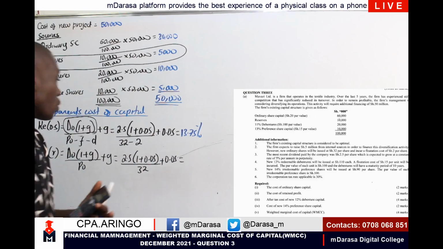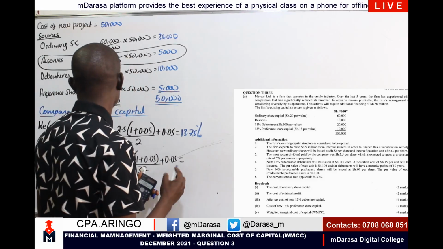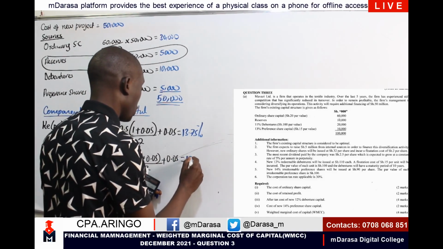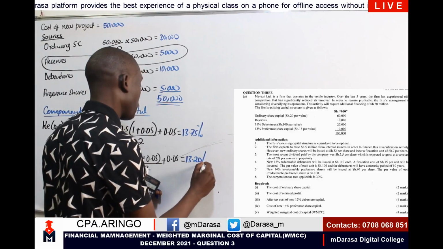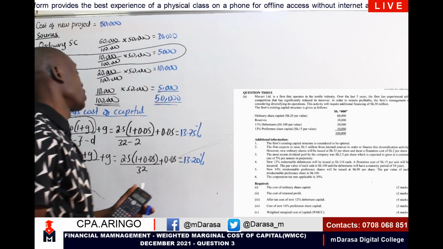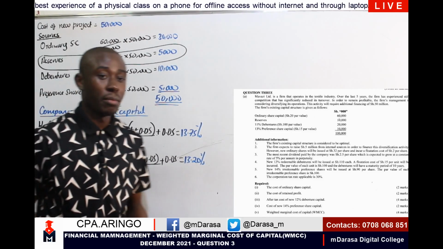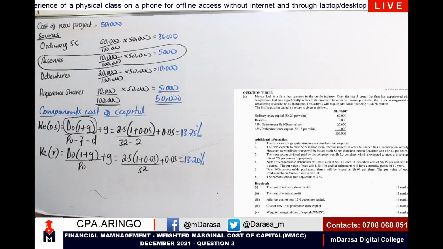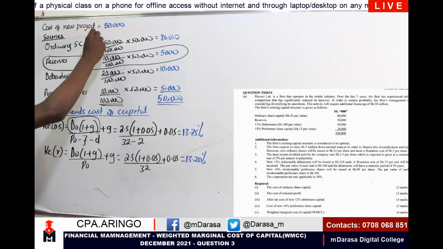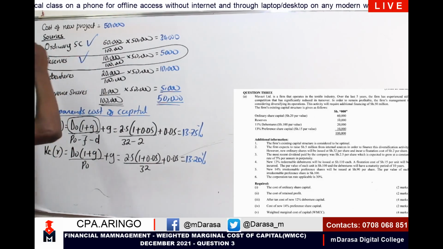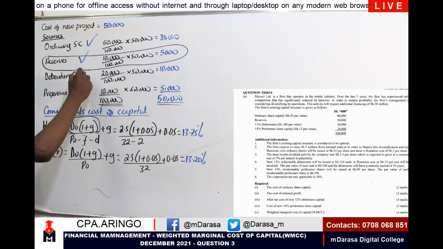So my cost of retained earnings here, I'll be having 13.20%. And that is what we're having there, my good students, which you can clearly see. Then the next element will be what? So we are done with this ordinary shares cost. We are done with retained earnings cost. So we proceed to debentures.